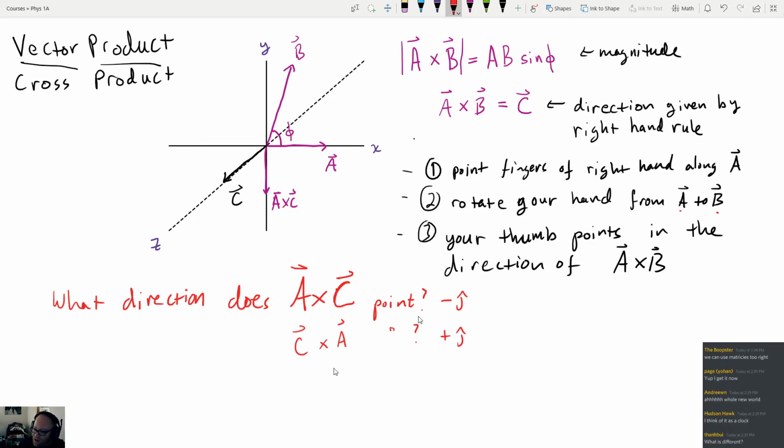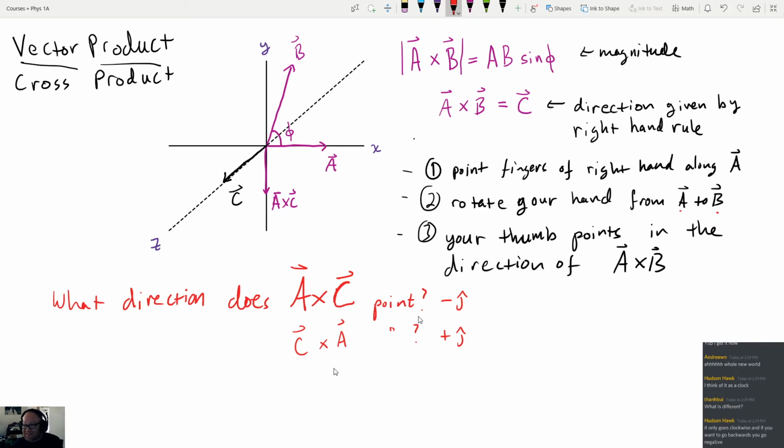Yes, you can think of it as a clock if you want to. Counterclockwise would be out, and clockwise would be in. So in physics, we're going to use the cross product and the vector products to do things. The vector product is going to be used for torque in physics 1A. The dot product is going to be used for work.